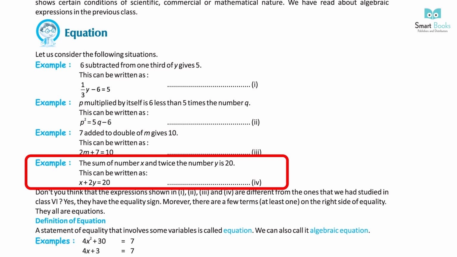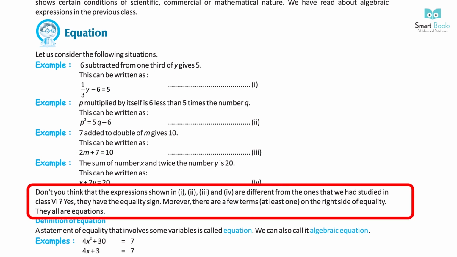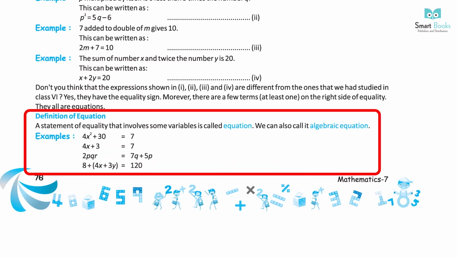Don't you think that the expressions shown in the first, second, third and fourth are different from the ones that we had studied in class 6? Yes, they have the equality sign. Moreover, there are a few terms, at least one, on the right side of equality. They all are equations. Definition of equation: a statement of equality that involves some variables is called an equation. We can also call it an algebraic expression.